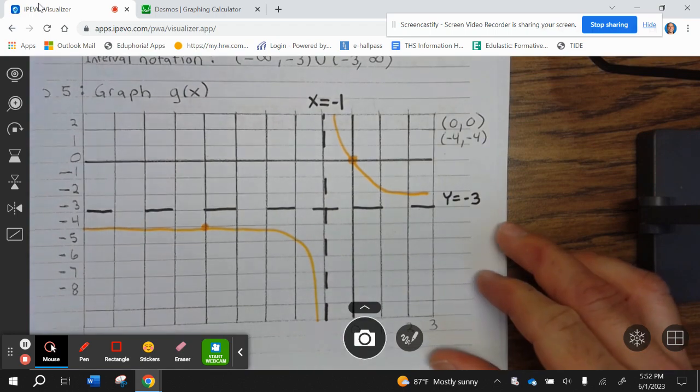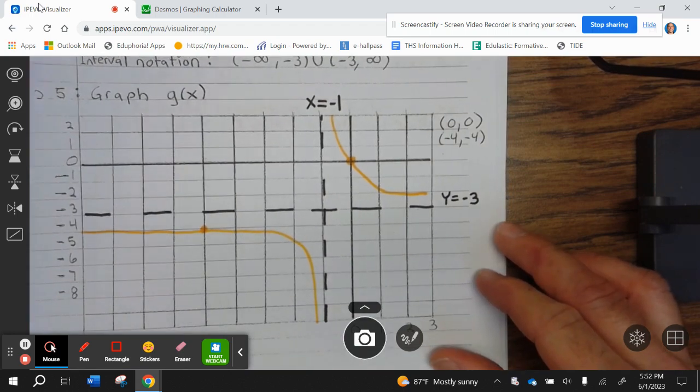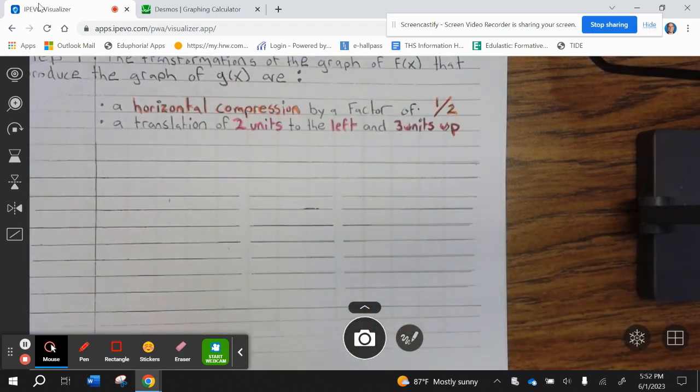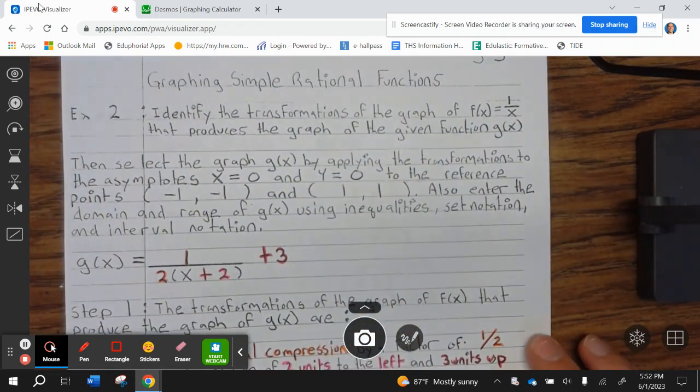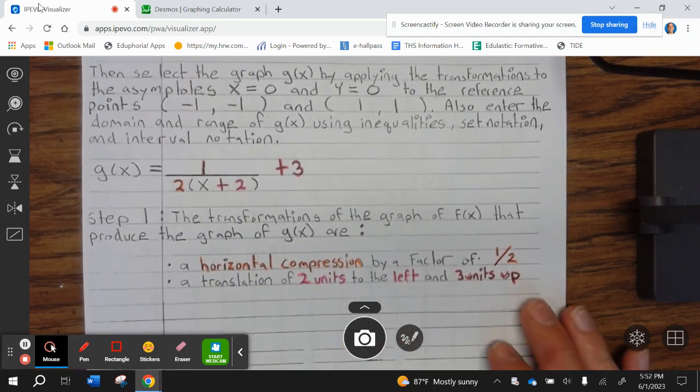And let's take a look at the next example. Okay, example number 2. Identify the transformation of the graph of f of x equals 1 divided by x that produces the graph of the given function g of x. Then sketch the graph of g of x by applying the transformation to the asymptotes x equals 0 and y equals 0, and to the reference points (-1, -1) and (1, 1). Also enter the domain and range of g of x using inequalities, set notation, and interval notation.